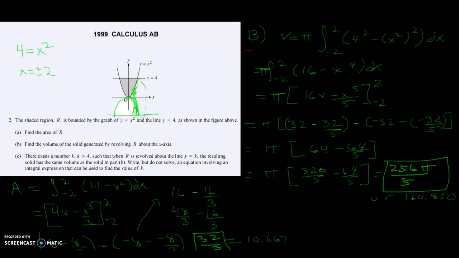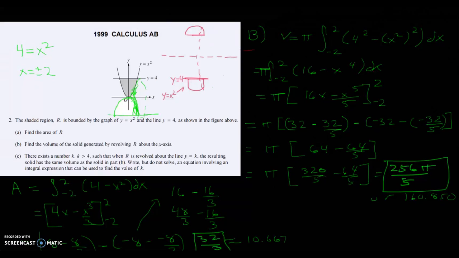For part C, it says there exists a number k greater than 4, such that when R is revolved about the line y equals k, the resulting solid has the same volume as the solid in part B. Write but do not solve an equation involving an integral expression that can be used to find the value of k. So basically what you have is, here's y equals 4, and this is y equals x squared. There's some arbitrary line over here, which is called k. And if you reflect it over, you're now going to get this.